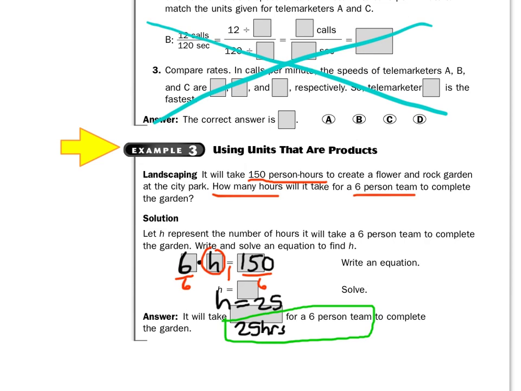Well, the solution is right here. We're going to let H represent the number of hours it will take a 6-person team to complete the garden. So we want to write and solve an equation. So 6 people times how many hours will it take to do 150 person hours? Well, I would circle the variable, bring down the wall, and the only way to get rid of multiplying by 6 is to divide both sides by 6. So I would get H equals 25. So that helps me figure out that it will take 25 hours for a 6-person team to complete that garden.